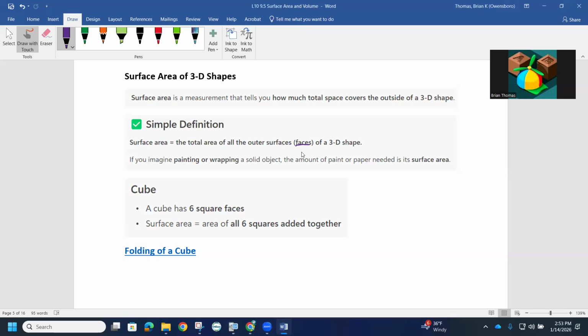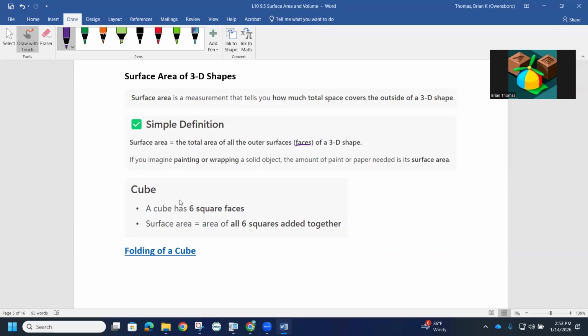As we were talking about, finding surface area is like painting a canvas. How much paint does it take to paint a wall, if you're painting a house? Or if you're using wrapping paper, how much paper does it take to cover an object? Those are examples of surface area. The amount of paper needed is described as the surface area.